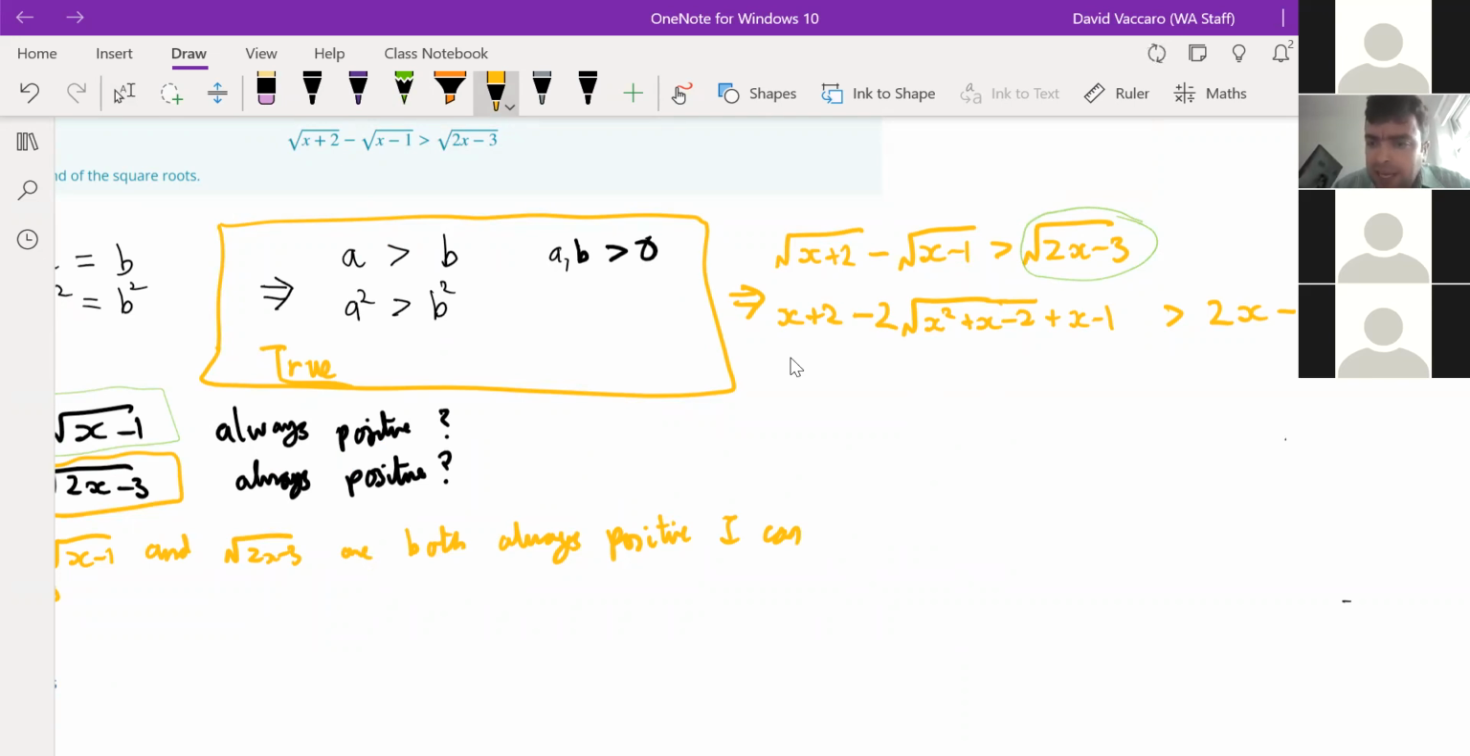Okay. And I can neaten this all up. I get x plus x cancels with the 2x. Plus 2 take away 1 is 1. I can add the 3 to both sides, so I get 4. And so this inequality is equivalent, in fact, the first one is an equivalence as well, to 4 is greater than x squared plus x minus 2. And so now that's equivalent to the square root of x squared plus x minus 2 is less than 2.